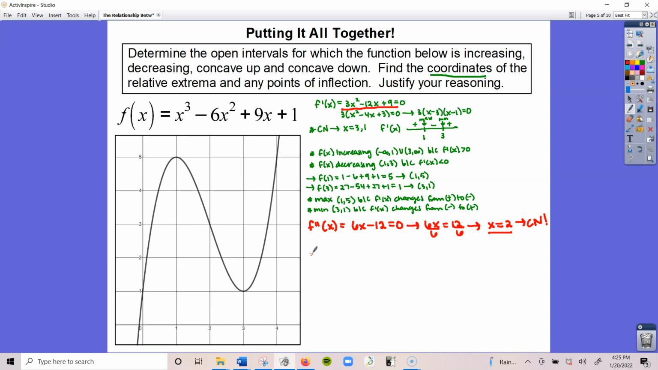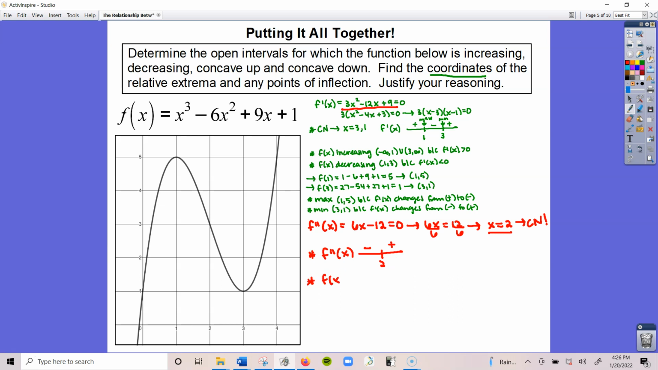So now I'm going to create that number line. So f double prime of x, this will be 2. I'm going to plug in a number to the left of 2 and to the right of 2. So let's say if I plug in 0, this would be 0 minus 12, which is negative. And then a number to the right of 2, let's say 3. 6 times 3 is 18, minus 12 would be a positive. This is all I need. I'm ready to write out my concavity statements.